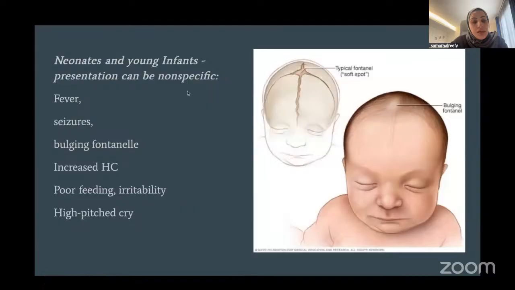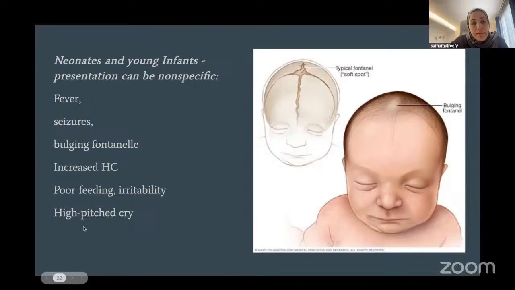Neonates, however, can present with non-specific signs and symptoms such as fever, lethargy, bulging fontanelle, which is a very significant sign, increasing head circumference, poor feeding, irritability, and a high-pitched cry.